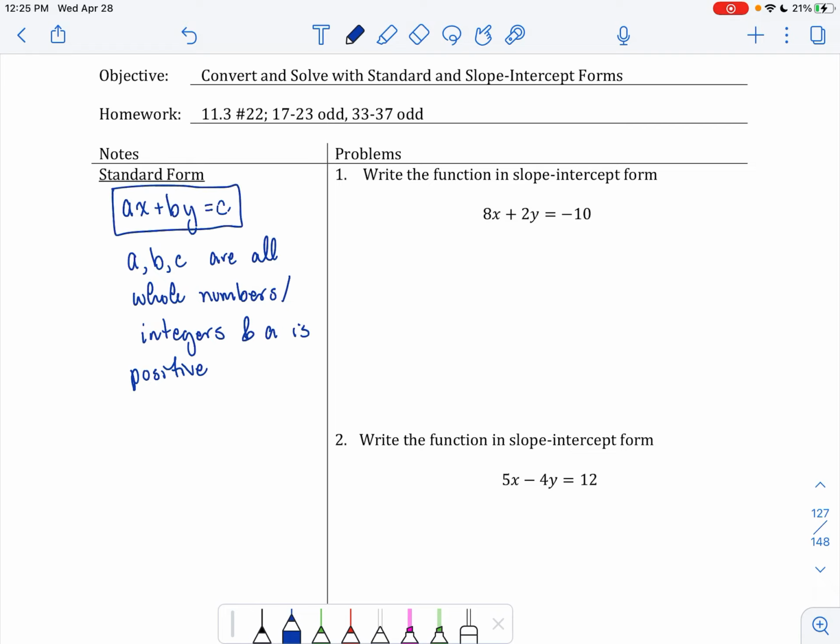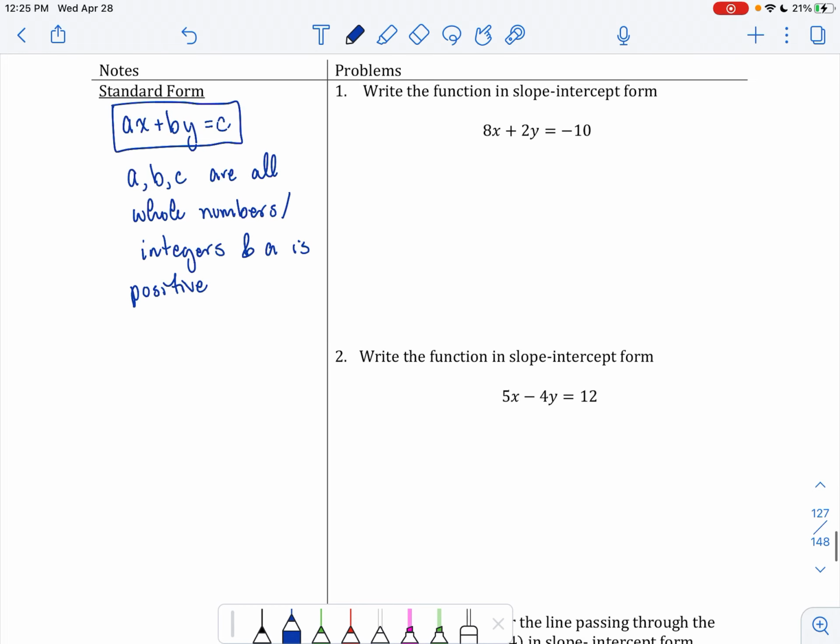You'll notice we have two equations in standard form over here. So for number one, it says write the function in slope-intercept form. Now, hopefully we all can remember from last week is slope-intercept form is y equals mx plus b. So our goal here is to solve for y. Now in this case, y is right here. So I want to get y by itself.